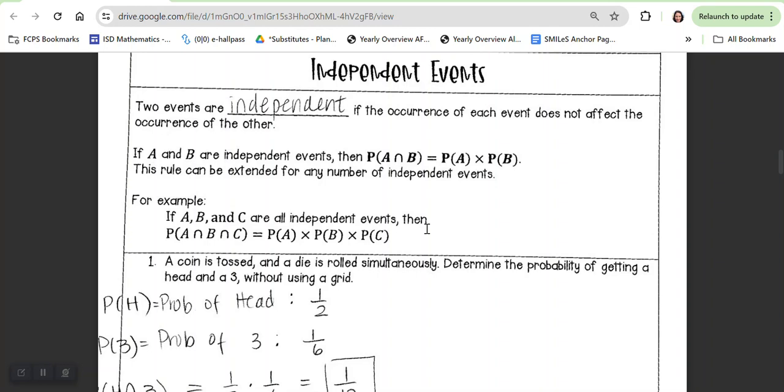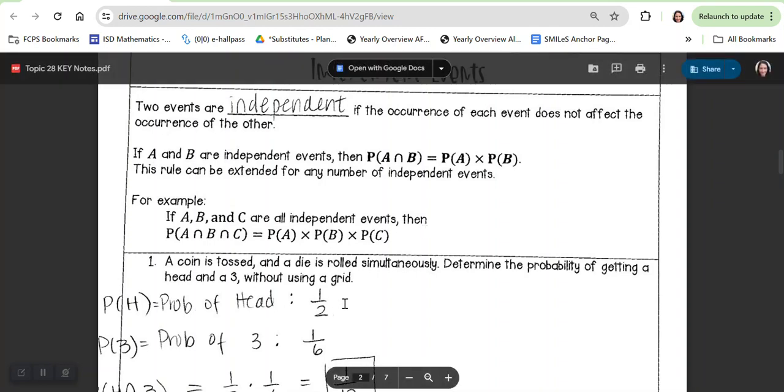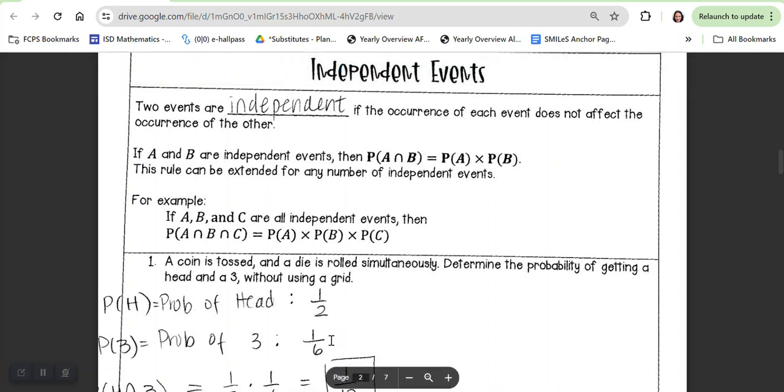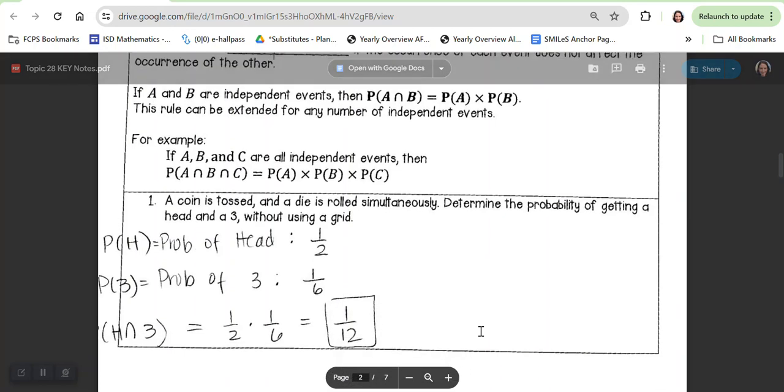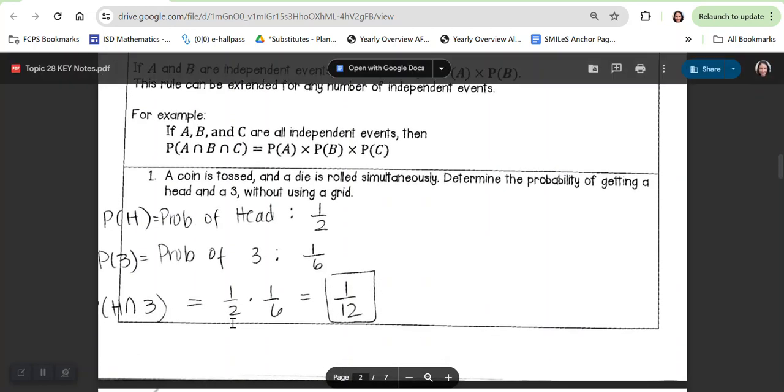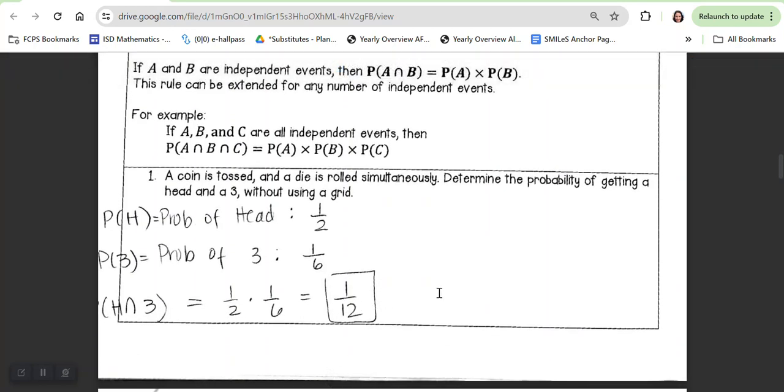So number 1, a coin is tossed, a die is rolled simultaneously. Determine the probability of getting a head and a 3 without using a grid. So we know the probability of a head is 1/2, and the probability of the die landing on 3 is 1/6. And so to find the probability of them both happening, we just multiply those probabilities together to get 1/12.